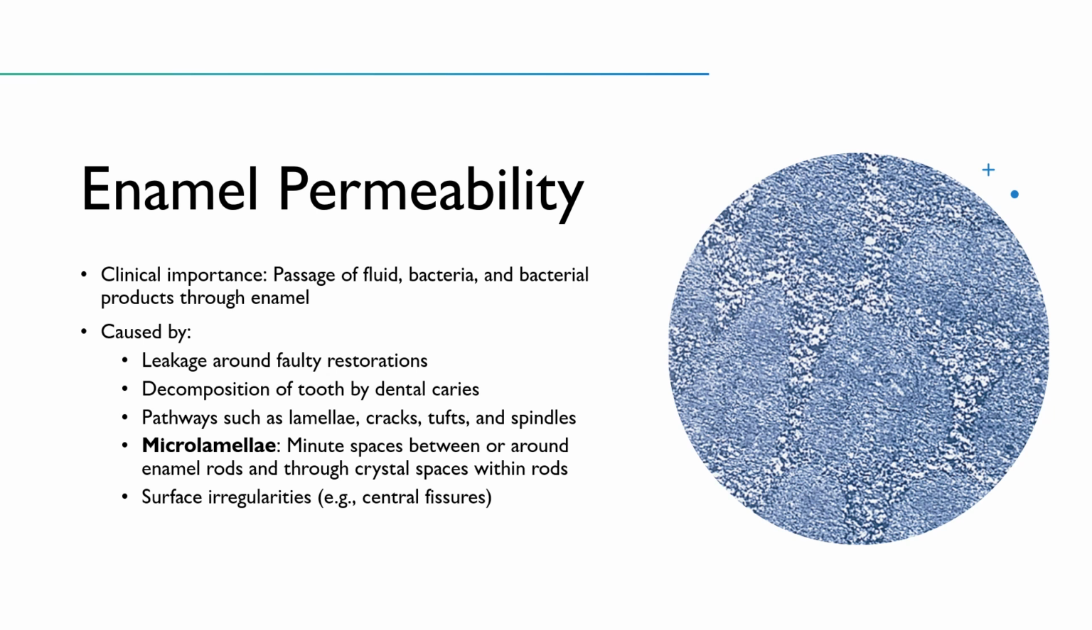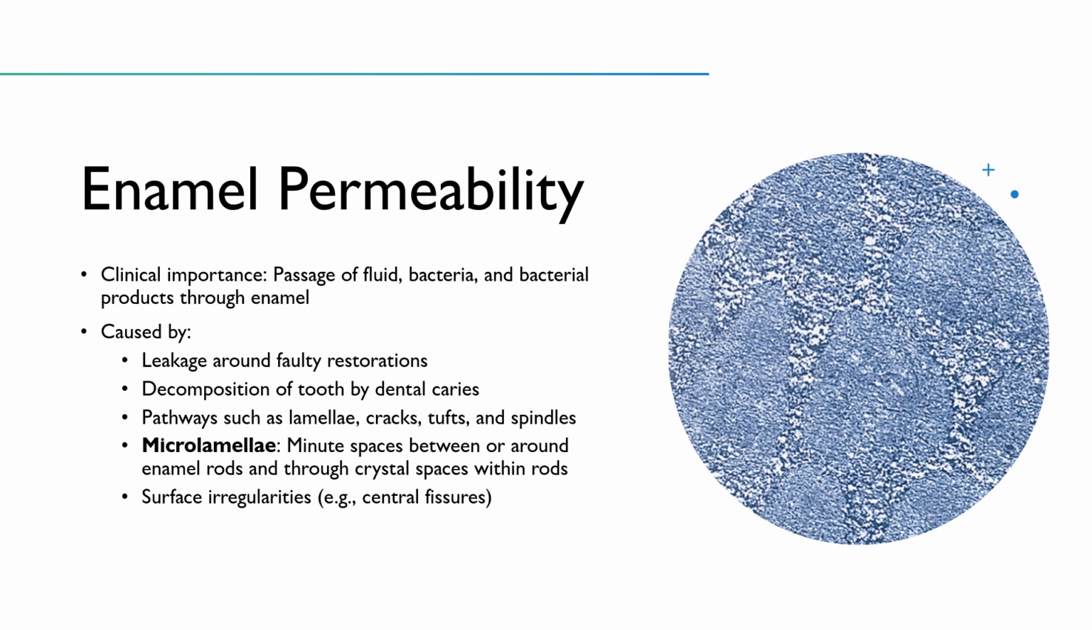Now let's look a little bit at enamel permeability. Of course enamel, although it is the hardest structure, it's important that it does allow the passage of fluid through it. This is how enamel will take in or accept things like fluoride and the minerals. So again, it allows fluid, bacteria, and bacterial products through it.